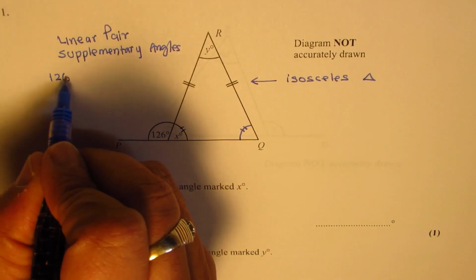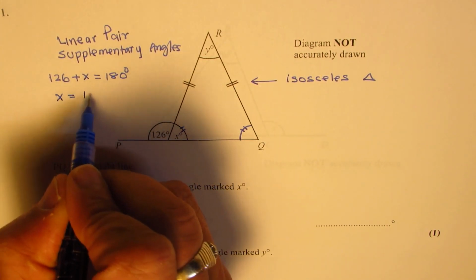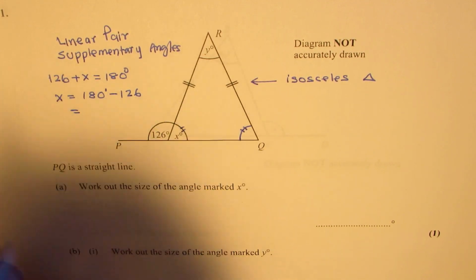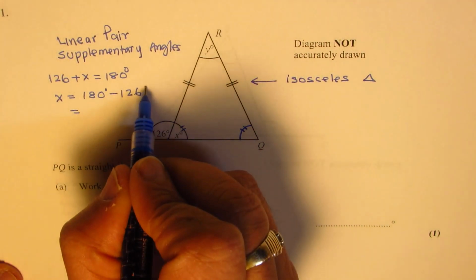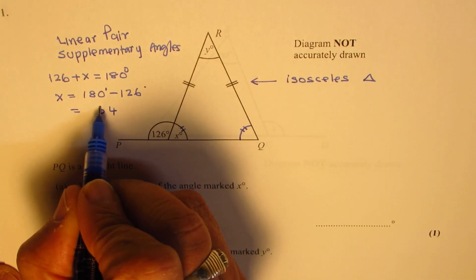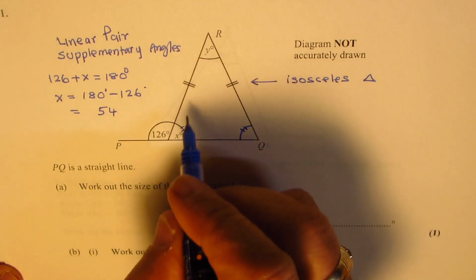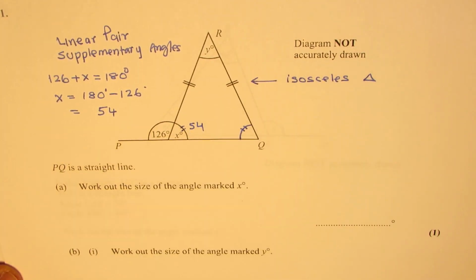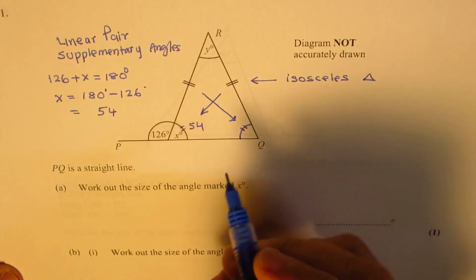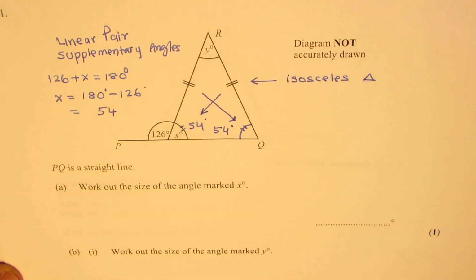So we have 126 plus x equals 180 degrees, correct? So x can be found as the difference of 180 and 126. 10 take away 6 is 4, borrow 1, 7 minus 2 gives you 5. So we have 54 as the value of x. Now since it is an isosceles triangle, this angle should be equal to this angle, so that angle is also equal to 54 degrees, but we need to find what y is.